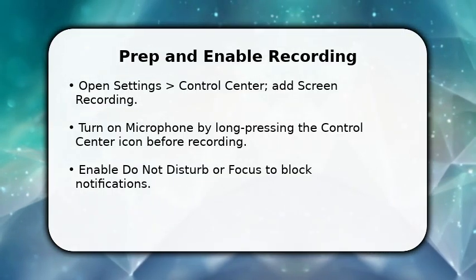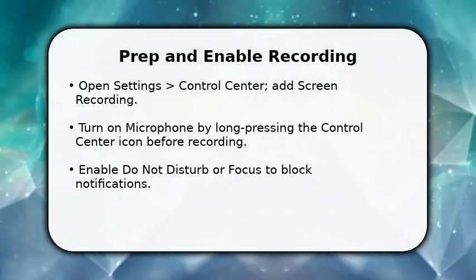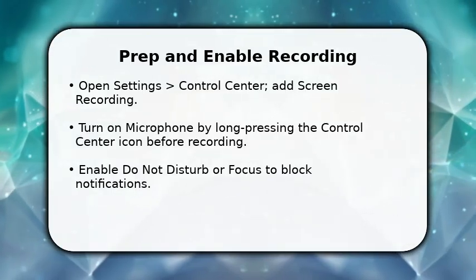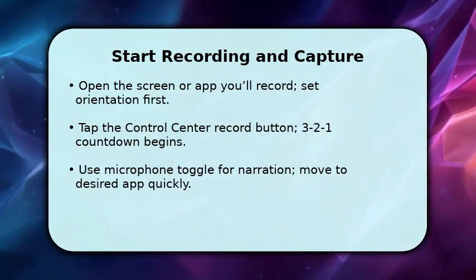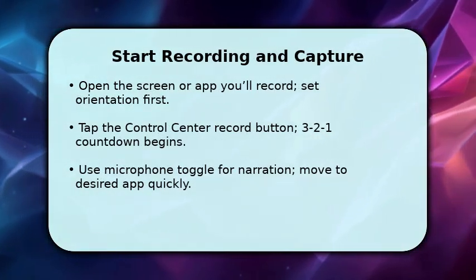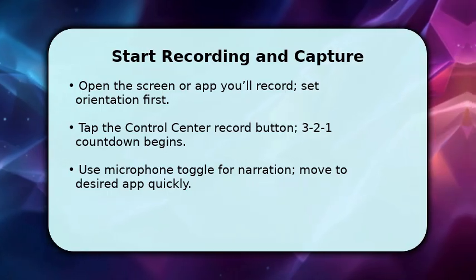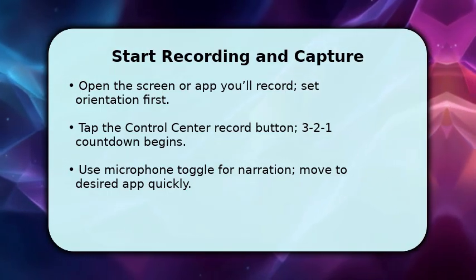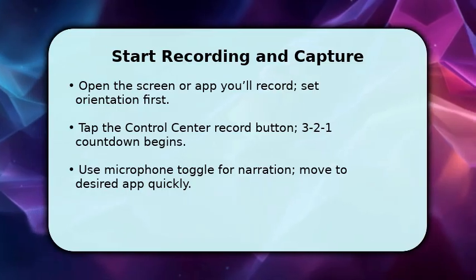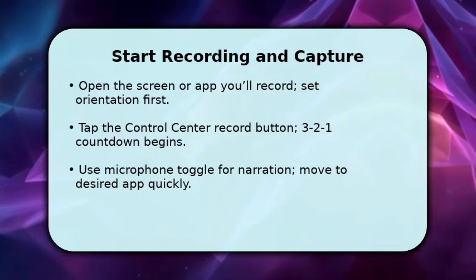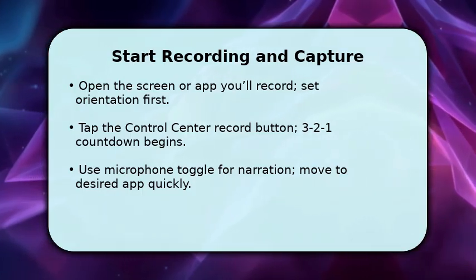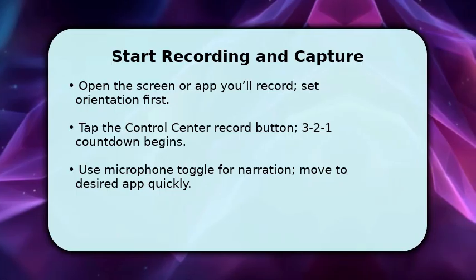Once done, position the phone and orientation, because the next step is to start the recording immediately. You're ready to capture. First, set the screen where you want to start. If you need landscape, rotate and lock orientation so it won't flip. Then open Control Center and tap the screen recording button. You'll see a short countdown and then the status bar turns red while recording. If you plan to narrate, make sure the microphone was enabled before the countdown.